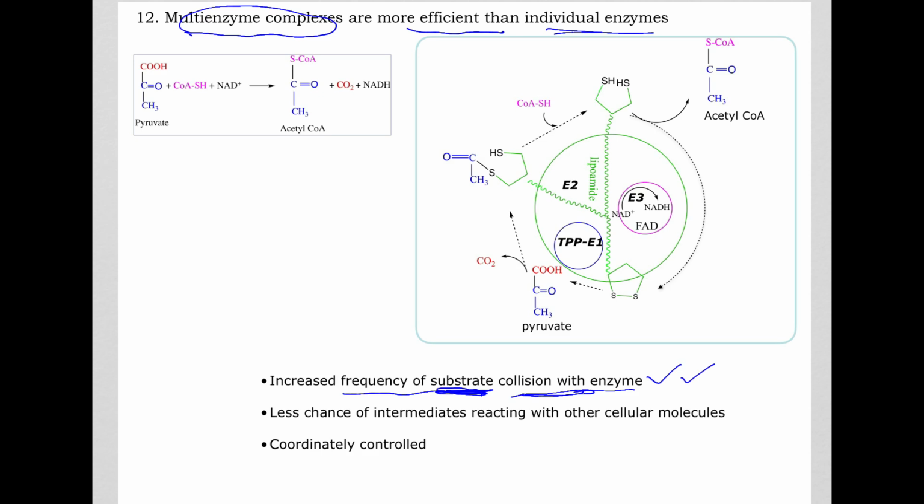The second reason is the intermediates that are formed have less chance of reacting with other cellular molecules because the intermediates are very close to the next enzyme. And finally, these three enzymes being very close to one another, they can be more precisely regulated, more finely regulated.